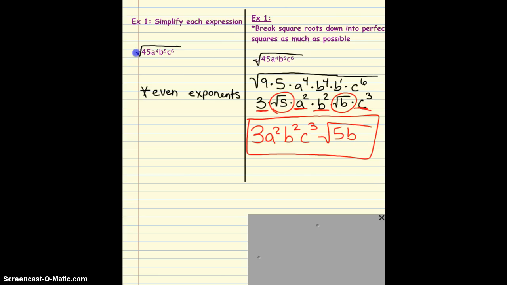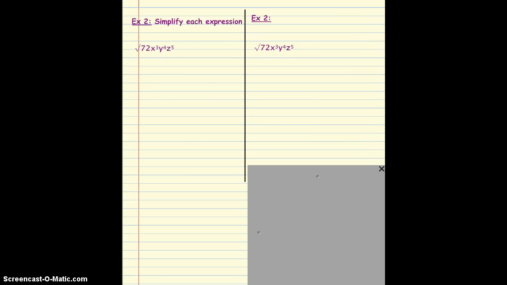All right, let's do another one like this, just to make sure that we understand. Okay, this time we're going to have square root of 72, x to the 3rd, y to the 4th, z to the 5th. Okay, again, let's break it down into perfect squares, and perfect squares are even number exponents. So 72, let's see, we can break that down into 9 times 8.